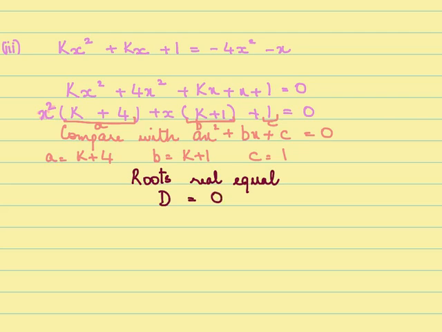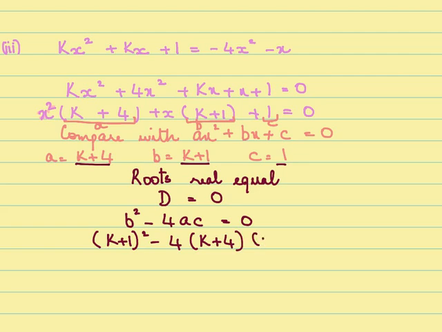Real and equal means D equal to 0. That is b squared minus 4ac equals 0. So b squared is here, k plus 1 the whole square, minus 4ac, a and c, so 4 times k plus 4, equal to 0. So let's solve this. So k plus 1 the whole square, a plus b the whole square is a squared plus b squared plus 2ab. I open the bracket here, minus 4k minus 16 equals 0.